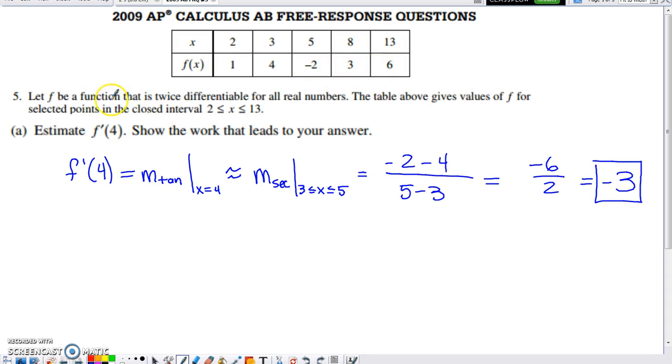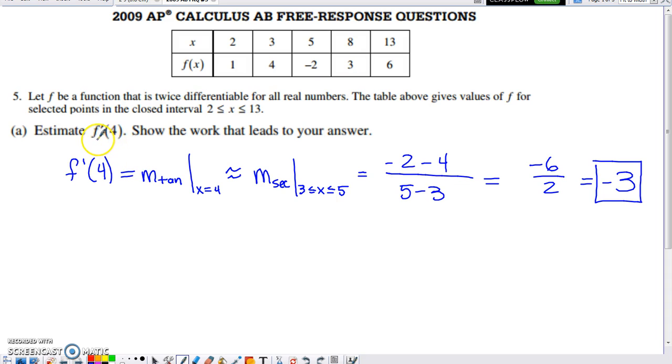They're telling us a function is twice differentiable for all real numbers, so two derivatives always exist. And then the table of values above gives us selected values of that function from x's between 2 and 13. Part A is pretty typical of most table of values problems that you've seen on past AP exams. They ask us to estimate f prime of 4.